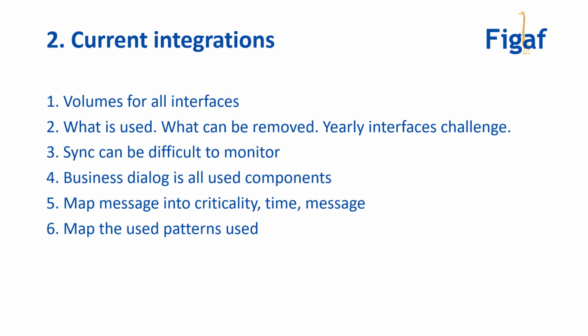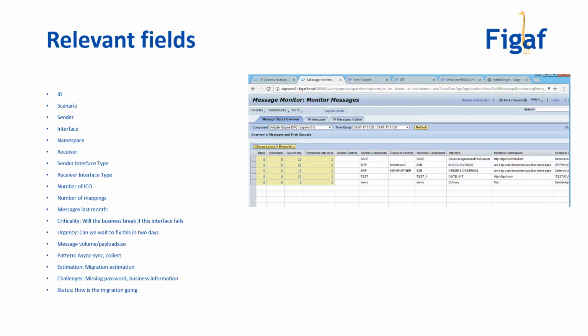And then you want to figure out what are the patterns that are used in your systems. So, we got some async, we got some BPMs that are doing collections, we got async bridges or whatever. Then the next step is you want to find some of the specific information about the interface. What are the receiver type, namespace, and the number of mappings, messages last month, and a lot of specific information about it.